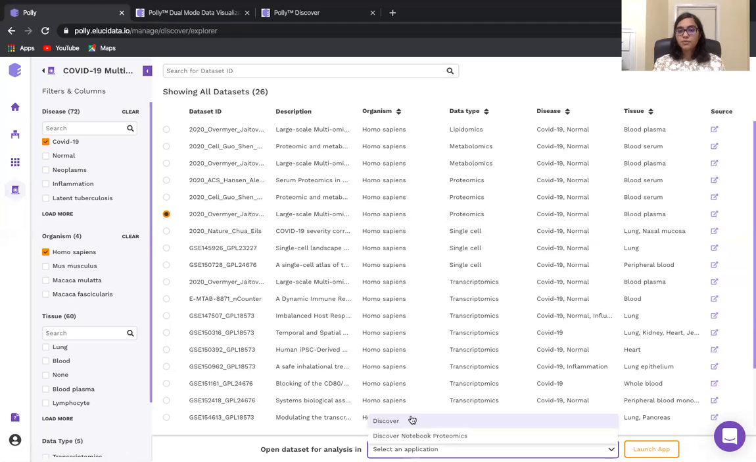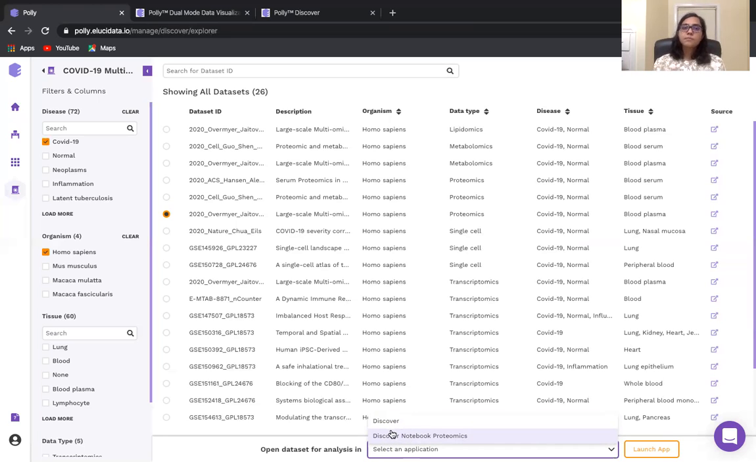From this drop-down, you can select where you want to open these data and how you want to analyze them. These options will change depending on the type of data you select. But there will be two main types of options. So there will be point and click solutions and there will be notebooks. So if you are a computational biologist, you may prefer to open these data in a Poly notebook where you can write code and do your analyses. Or if you are a biologist, you may prefer to open it in an application, which is more point and click. So you will see both of those options here.